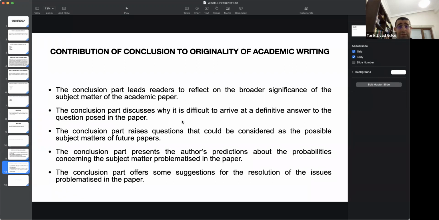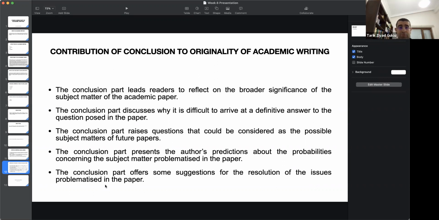The conclusion part discusses why it is difficult to arrive at a definitive answer to the question posed in the paper. The conclusion part raises questions that could be considered as possible subject matter for future papers. And the conclusion part presents the author's predictions about the probabilities concerning the subject matter problematized in the papers. And the conclusion part offers some suggestions for the resolution of the issues problematized in the papers.